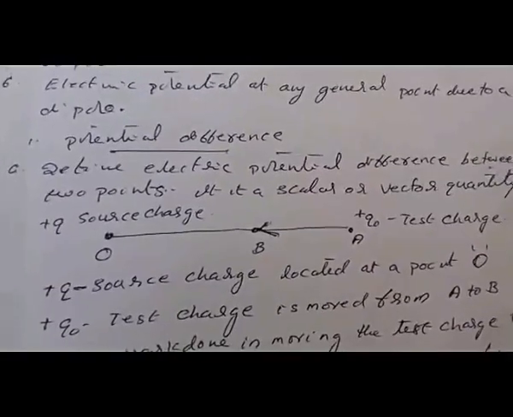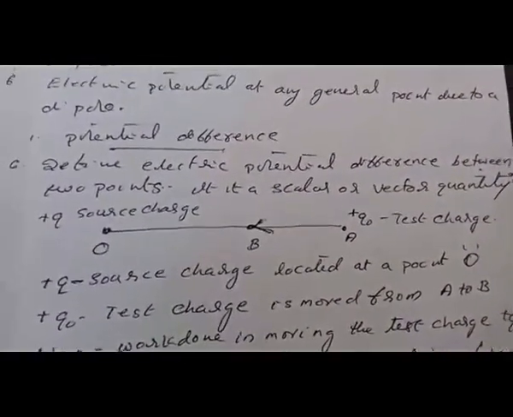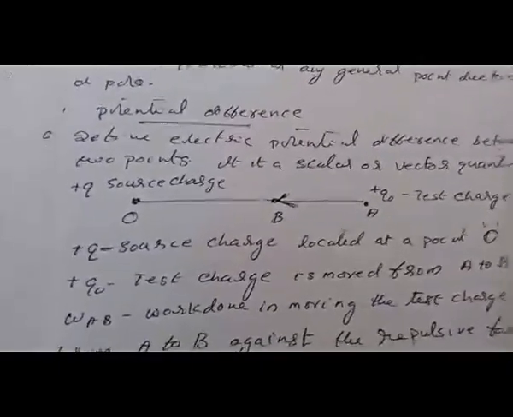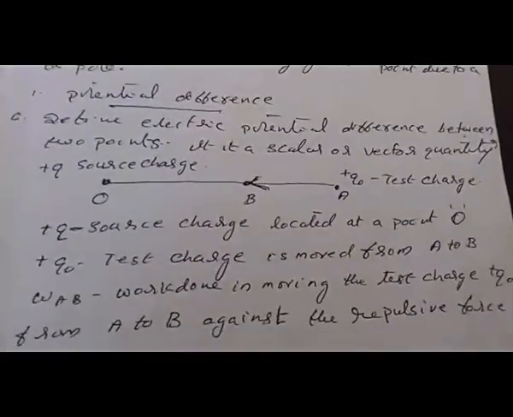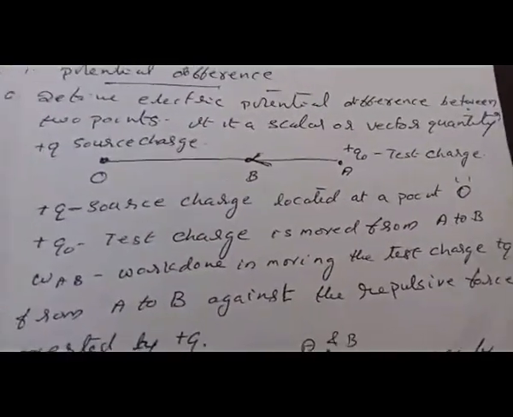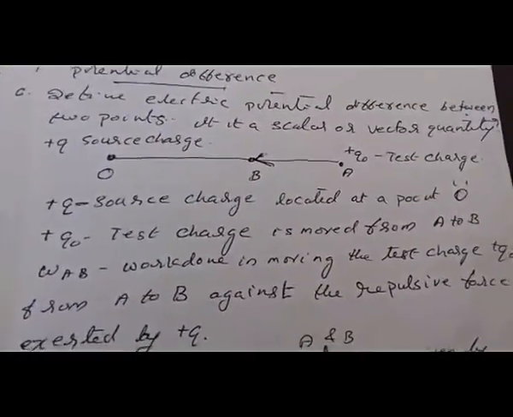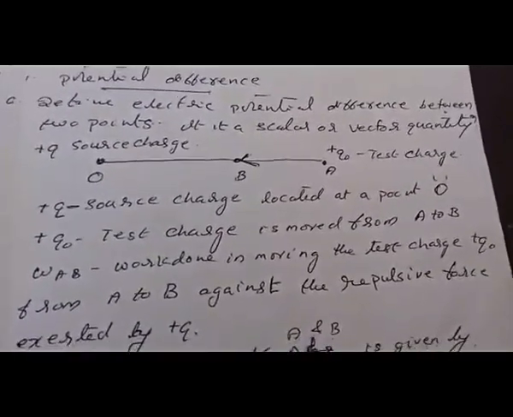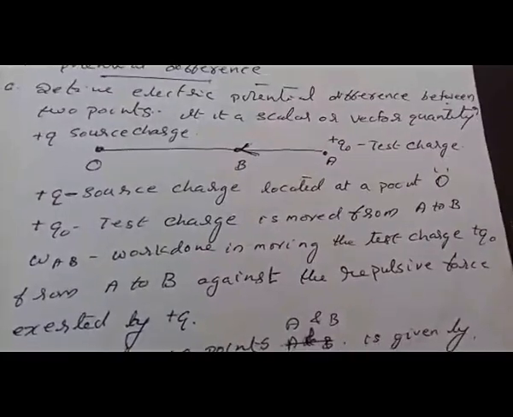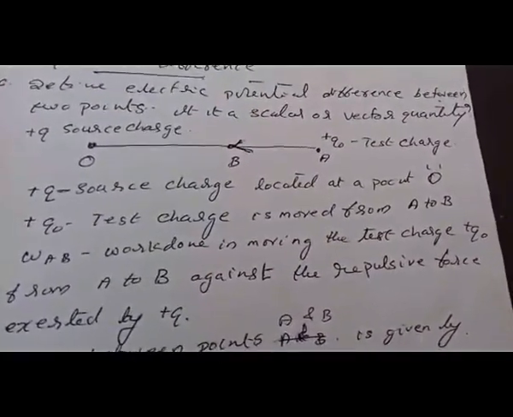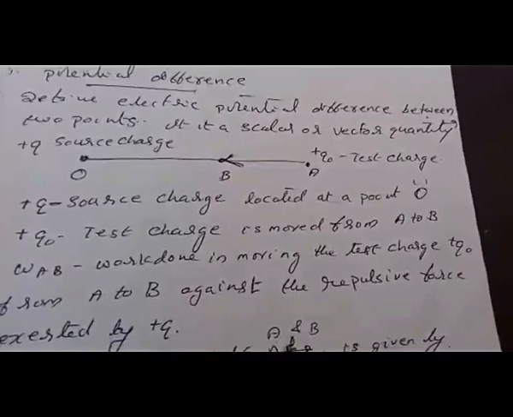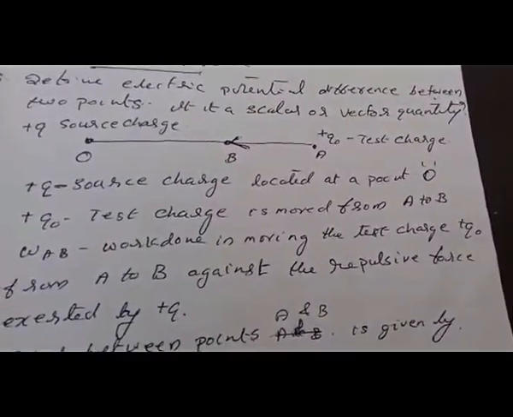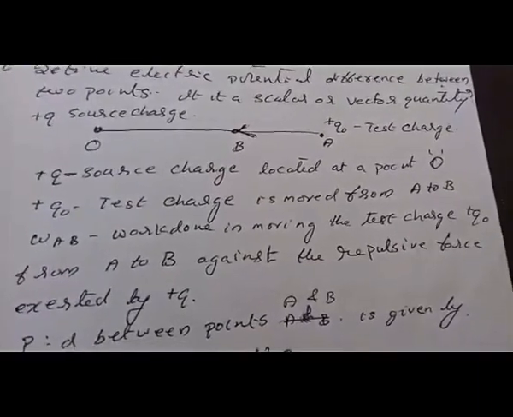Look at the figure. Here I marked 3 points A, B and O. Plus Q is the source charge located at point O. Plus Q0 is the test charge placed at A in the electric field of the source charge. Point B is a point in the electric field of the source charge.